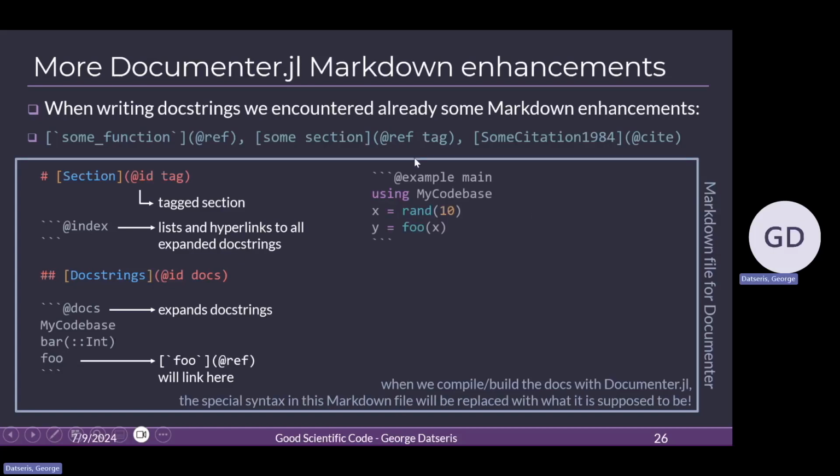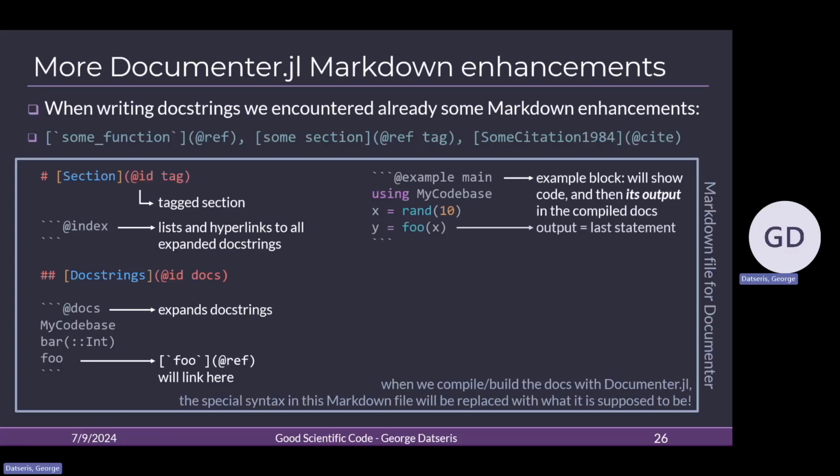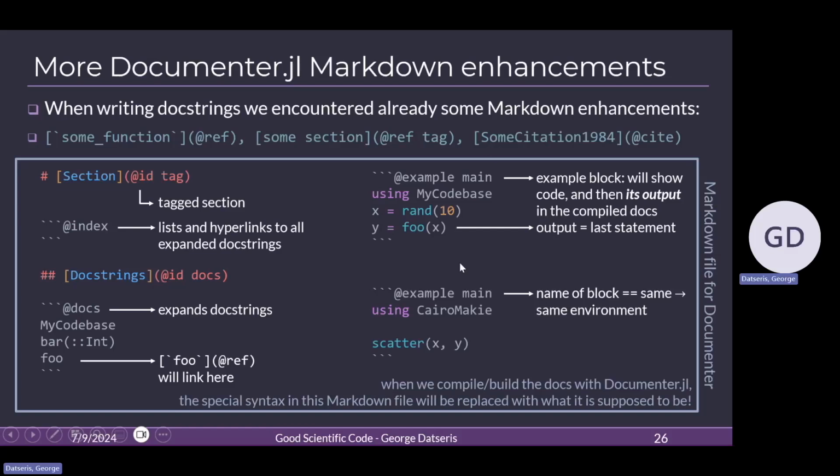The second most important good thing from Documenter is the example blocks. An example block is something that I write in Markdown, but it is actual Julia code that Documenter will run and then interlace with its output, as I showed in the actual build documentation. The output of the code block is just its last statement, as is typical in Julia programming. And you see this example block can have a declaration, a name. If the name of the block is the same, this means that the blocks run in the same environment. So in this block, I use the variables I defined in a previous block.